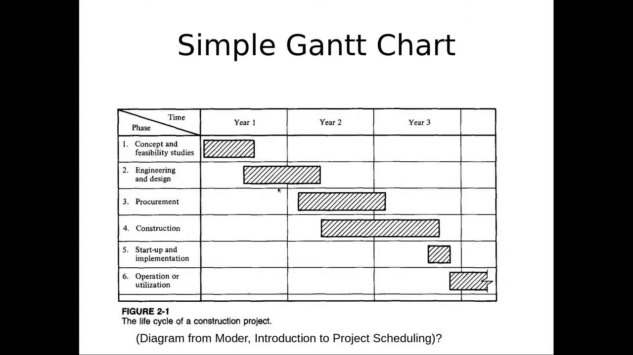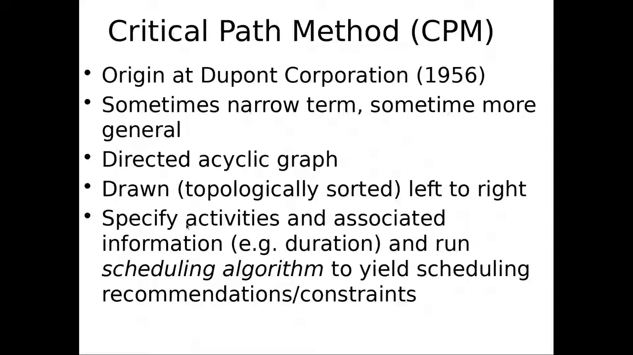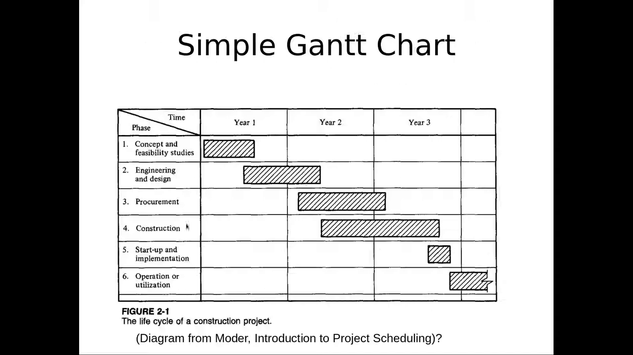So CPM is different from a Gantt chart. With a Gantt chart, you're going to draw it directly. With CPM, you're going to specify some information about each task, and then you're going to run this algorithm and it's going to spit out for you when a task begins and when it ends. It's going to tell you more than that. When's the earliest it can begin and when's the latest it can begin? The earliest it can begin given all the things that have to be done before it, and the latest it can begin without delaying the project. Okay?